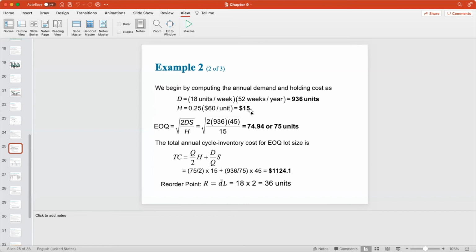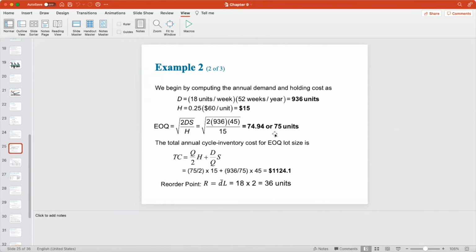And then after you know D, S, and H, you simply plug into this equation properly, and then you can get the EOQ amount. We take the integer value, which is 75 units, because the order quantity has to be an integer amount instead of a decimal amount. So that's why normally we round up to the corresponding integer amount.